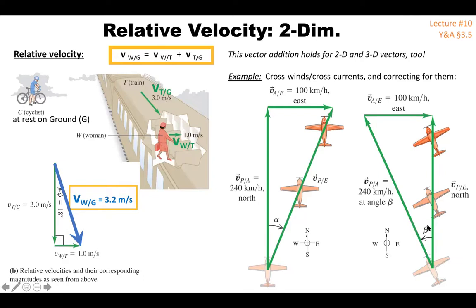So then the smaller the crosswind is, the weaker the crosswind is, the closer these two angles will be. But they are not the same angle. They are different. These are two different triangles here.